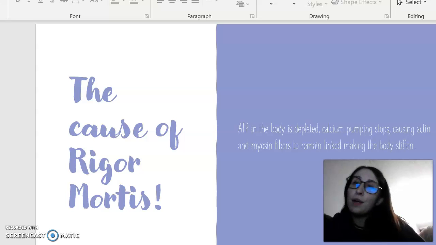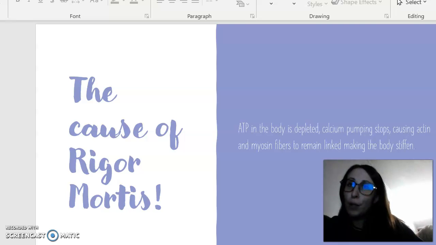The cause of rigor mortis is the chemical changes that are occurring after death within the body. ATP is what we use for movement and energy. As ATP is depleted in the body, calcium pumps stop working. This causes actin and myosin to link together, bond together. As they're stuck, they cannot release because there's no ATP to do so. The body becomes stiff.